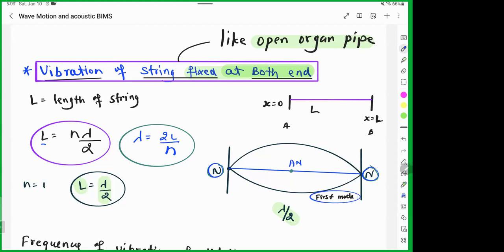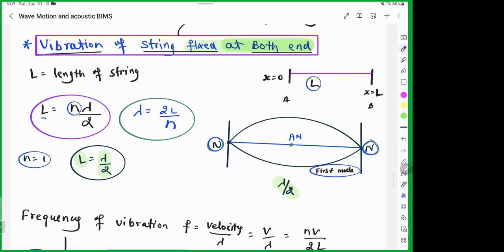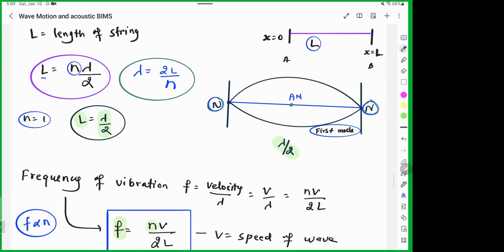Total length is L. So how to calculate total length? What is the total number of lambda by 2 formed? Example, if you have only a half wave, then n value will be 1 and you can calculate. Don't worry if you don't understand this, I'll come to that part.